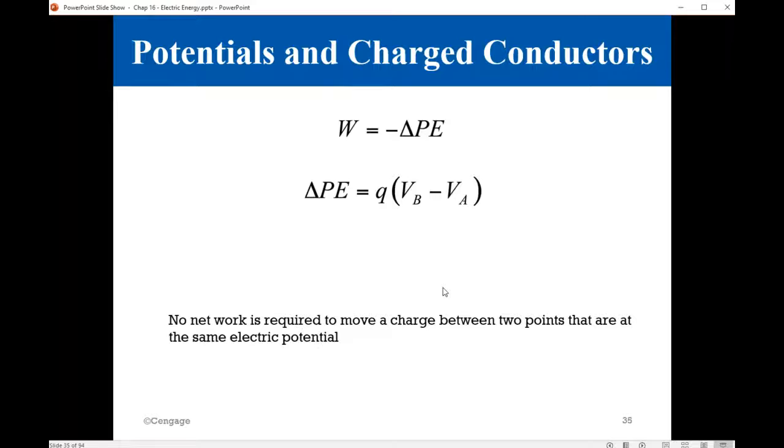Work is related to the change in potential energy. Work is the negative of the change in potential energy, or the change in potential energy is equal to the negative of the work. And the change in potential energy, as I illustrated in the previous example, is Q multiplied by the electric potential difference, or the voltage difference. So in this case, the voltage difference when the charge moves between A and B is VB minus VA.